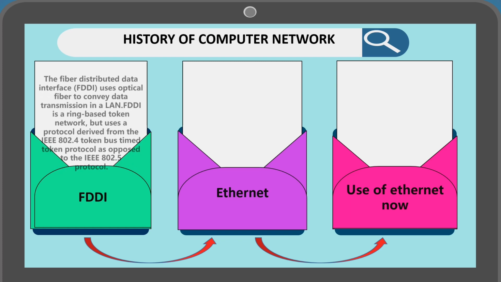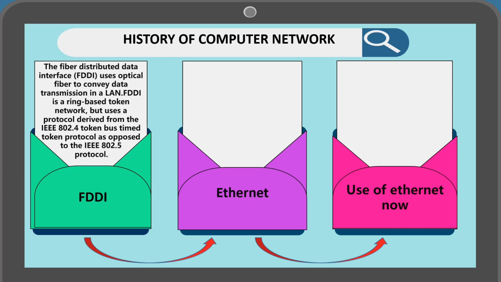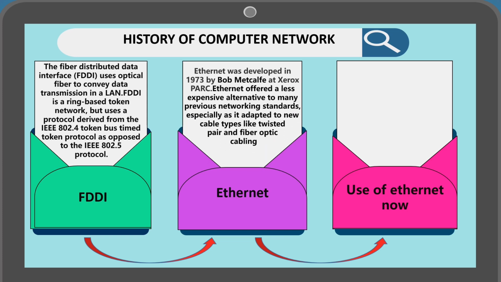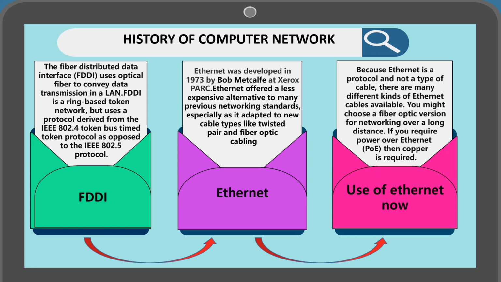After that, the Fiber Distributed Data Interface (FDDI) was implemented, and FDDI used optical fiber to convey data transmission in a LAN. FDDI is a ring-based token network, but uses a protocol derived from the IEEE 802.4 token bus timed token protocol as opposed to the IEEE 802.5 protocol.